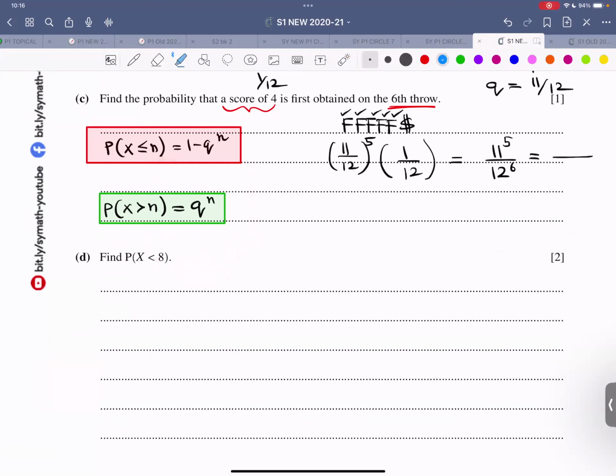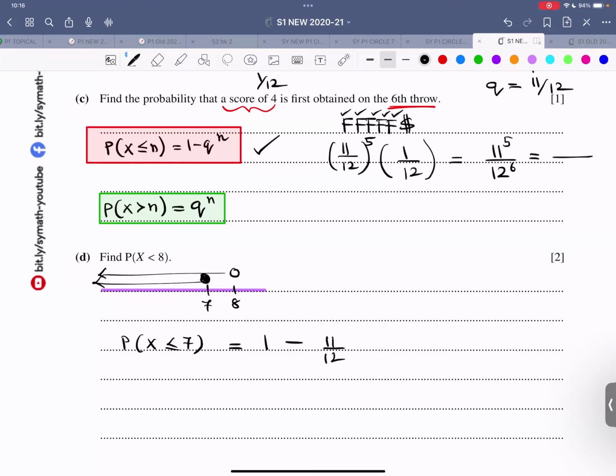Now, if I draw a number line of less than 8, let me write over here, this is 8. 8 is not included. Less than 8 is actually a solid circle, and this is less than or equal to 7. So probability x less than 8 is probability x less than or equal to 7. This is the result that I'm interested in. That is 1 minus 11 over 12 raised to the power of 7.